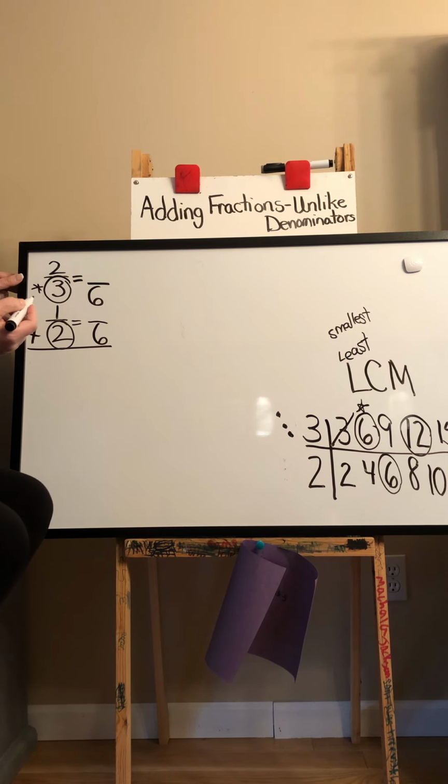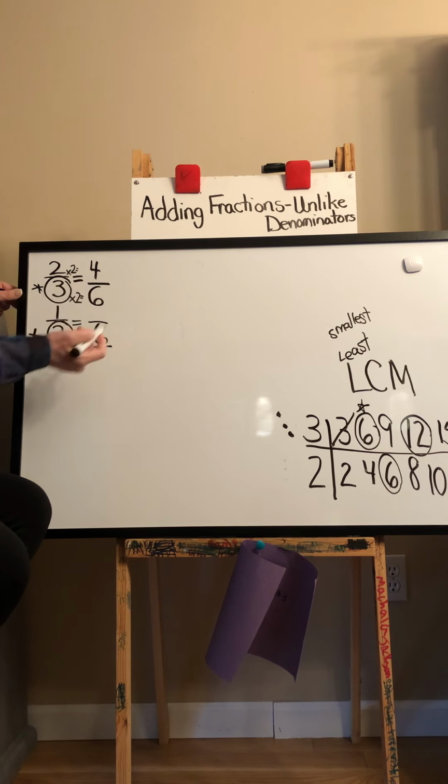And we're going to find equivalent fractions using 6 as a denominator. Again, whatever you do to the bottom, you do to the top. So 3 times 2 equals 6. So 2 times 2 equals 4. 2 times 3 equals 6. So 1 times 3 equals 3.